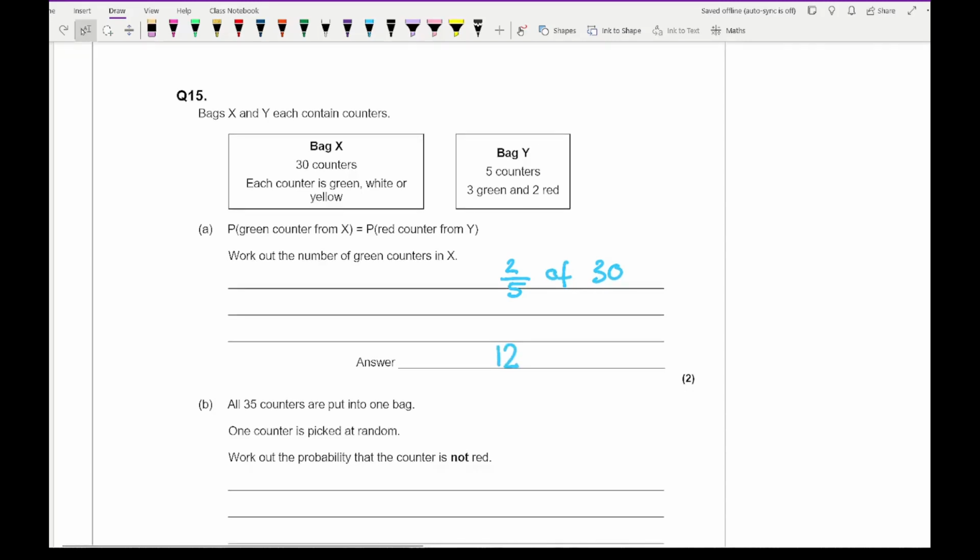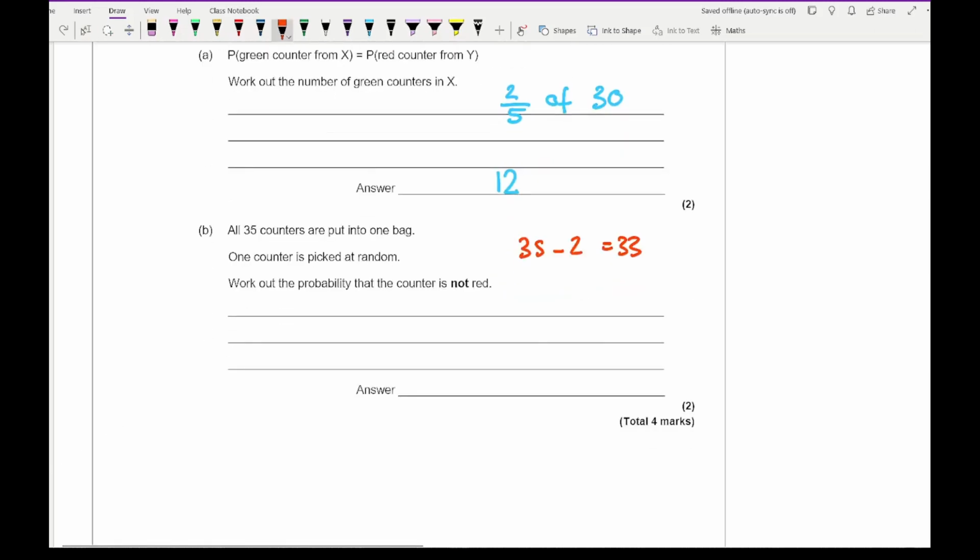Then moving on to question B, it says all 35 counters are put in a bag. One counter is picked at random. Work out the probability that the counter is not red. Well, there's no red counters in X, so that means there's only 2 red counters. So the number of counters that are not red is going to be 35 take away 2, which is 33. So the answer then is going to be 33 over 35.